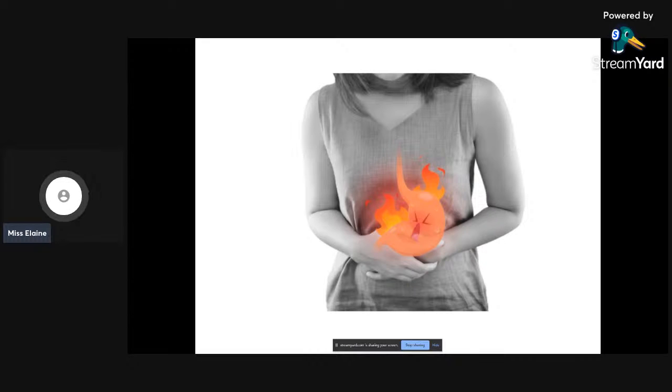So, gaanong ka-acid or how acidity ang nag-range na meron tayo sa ating stomach. So, remember that it's between 2 to 5.5 acidity na meron tayo sa stomach. So, ganun siya ka-acid.